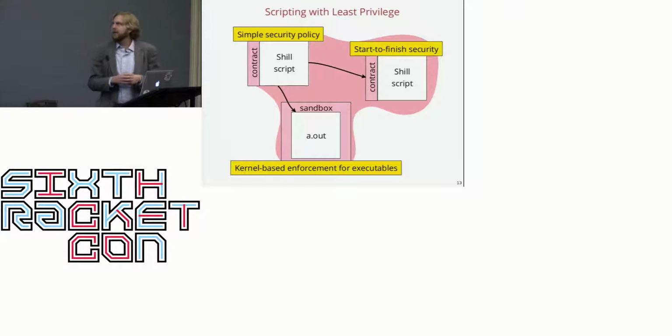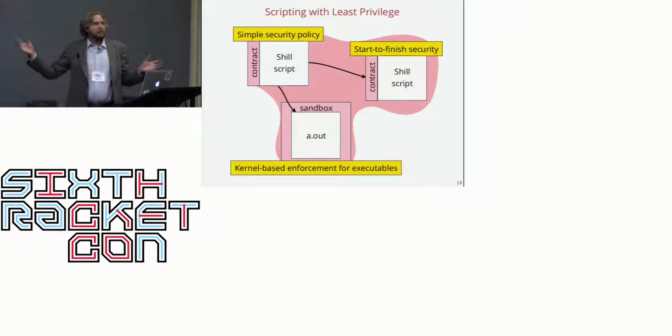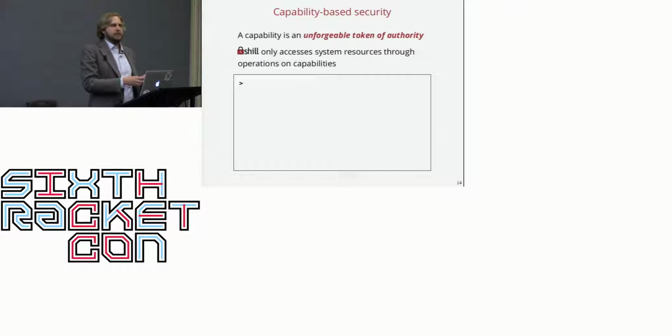And so the big picture idea is that you should be able to download a Shill script, look at its contract, understand whether or not you think it's safe to run, and then get a start-to-finish security guarantee that everything that script does, whether it's things written in the language or executables it calls out to, should satisfy that security policy. So this is the big picture. Let me dive in and show you how Shill works and achieves this goal.